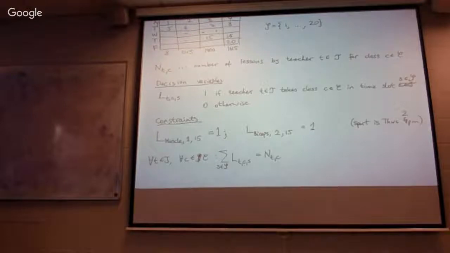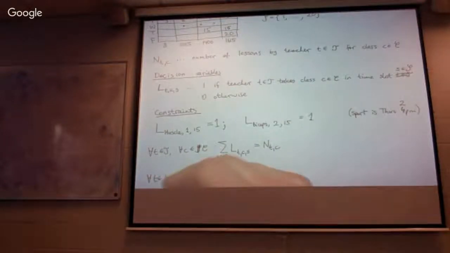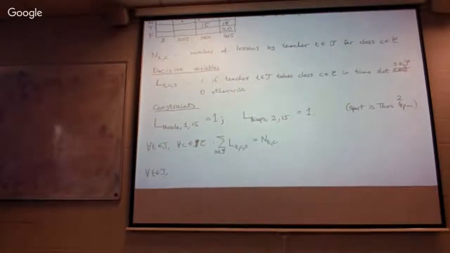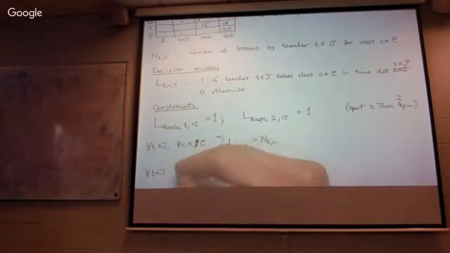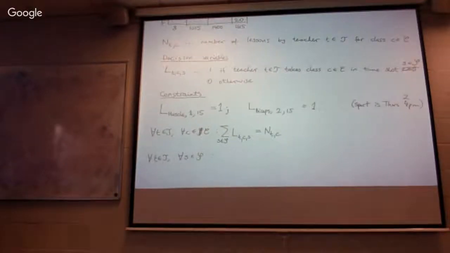Then there's something that you don't want to happen, and that is conflict. You don't want one teacher to be in two places at once. And you don't want one class to be in two places at once. So what you need is, for every teacher, I'm rushing it a bit, I shouldn't be, but almost running out of time. And for every time slot, you want that every teacher is teaching no more than one lesson at the same time.